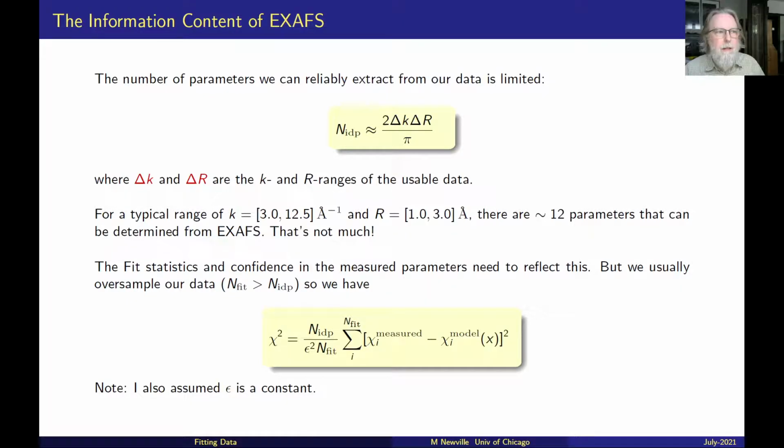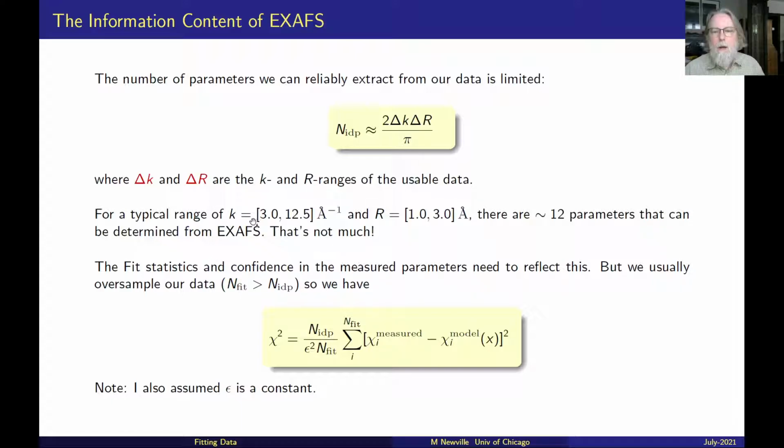Because the data is oscillatory, there is not an infinite number of data points. And collecting more data is really just more finely sampling the oscillations, which is a good thing to do and will reduce the noise level. So it's not a bad thing to do. It just doesn't give you more independently adjustable parameters about the local atomic structure. So the fit statistics and confidence in the measurements we make really need to reflect this.